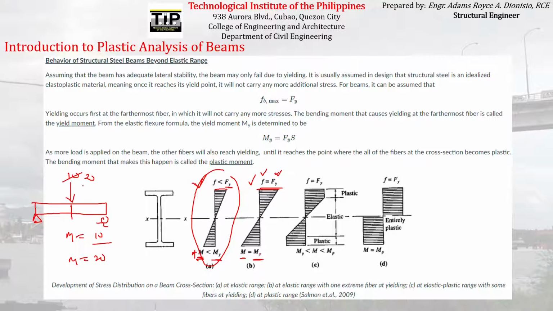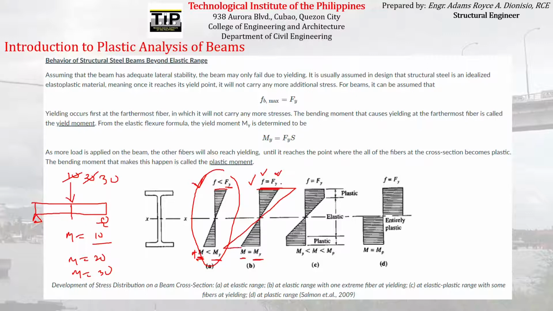Okay. Ngayon, pag tinaasan pa natin yung magnitude ng force na ina-apply natin, ginawa natin 30. So, lalaki pa yung bending moment dyan. Kunyari, magiging 30. So, lalaki pa yung bending stresses din. Magsusunod-sunod yan, diba? Lalaki pa supposedly yung bending stress. Supposedly, ganito yung magiging bagong flexural stress distribution.